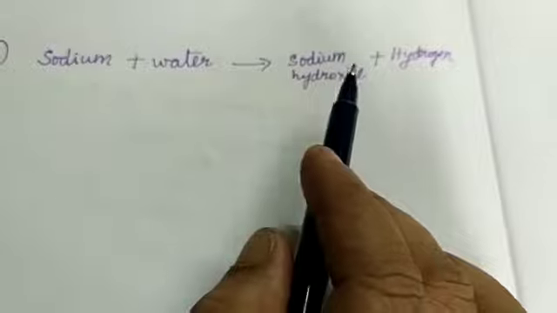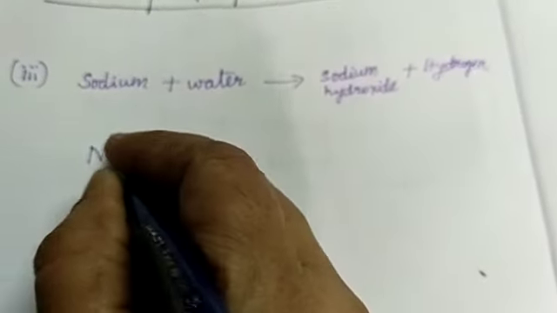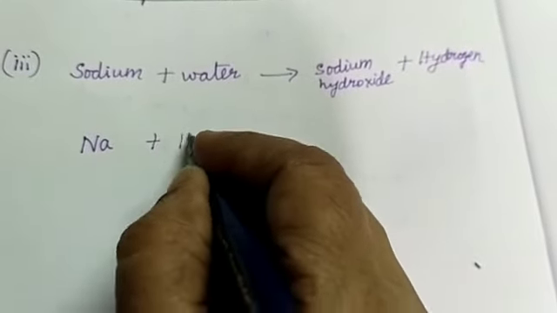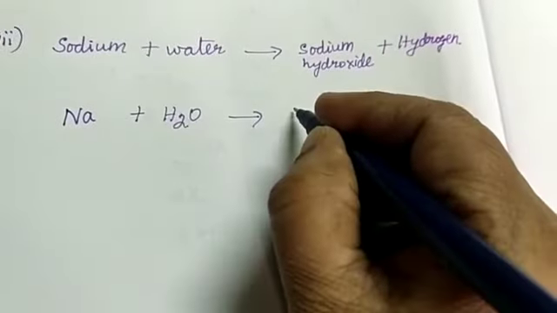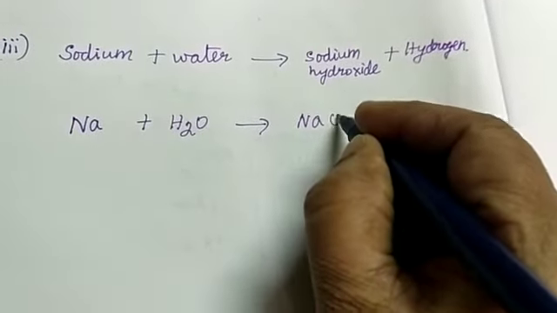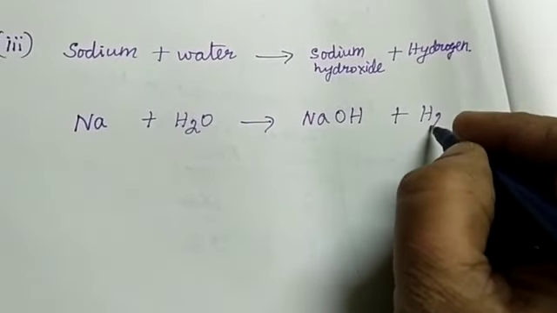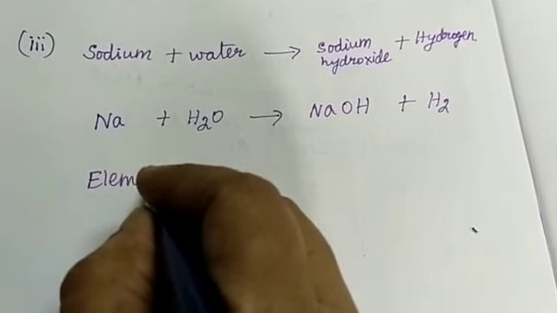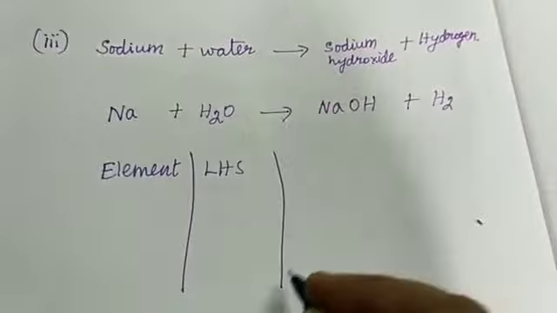Try to balance the next equation. Sodium plus water gives sodium hydroxide plus hydrogen. Symbol for sodium is Na, it is monoatomic, plus the formula for water is H2O, gives sodium hydroxide, formula is NaOH, plus hydrogen H2, it is a gas. Now to balance, we will write the elements and LHS, RHS.